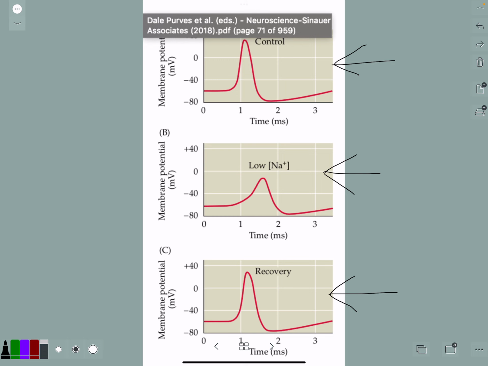You remove A and B should change. And then if you replace A artificially, exogenously, then B should come back. It should recover, which is exactly what happened here.